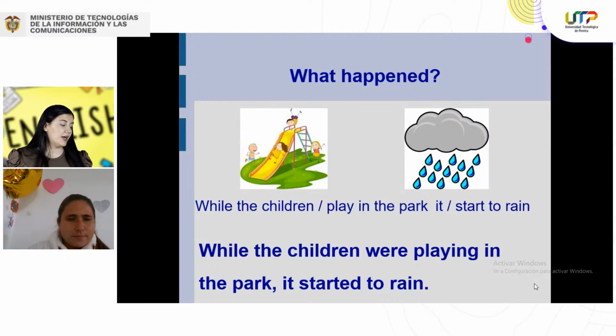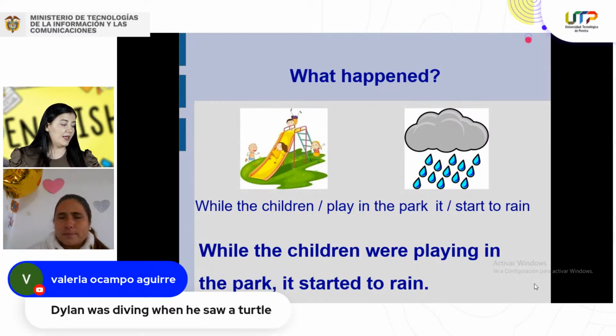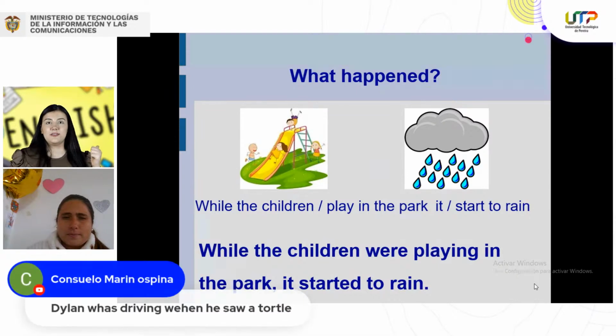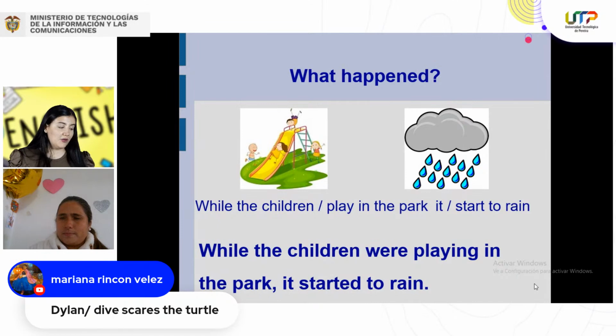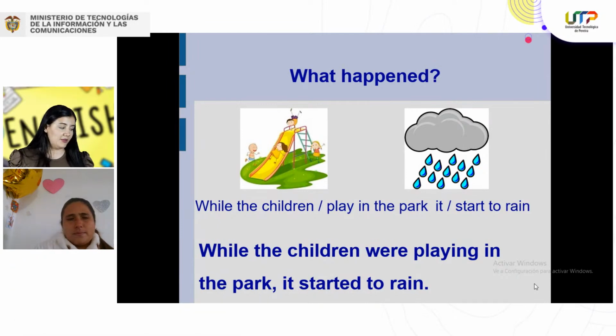So first, we got the first activity that was happening. It is while the children were playing in the park, that was the action that was happening. While the children were playing in the park, the comma is very important, fundamental in this activity. What is the interruption? It started to rain.